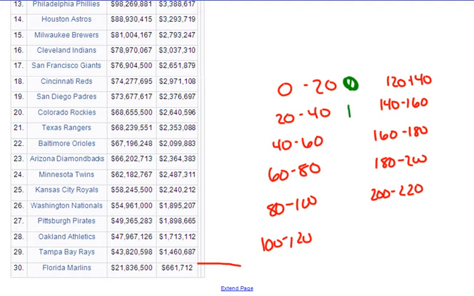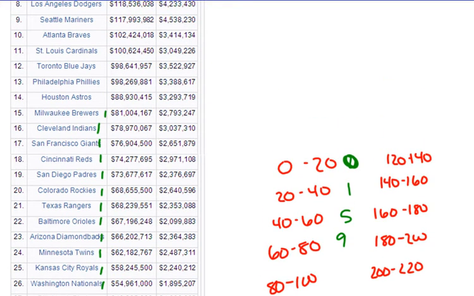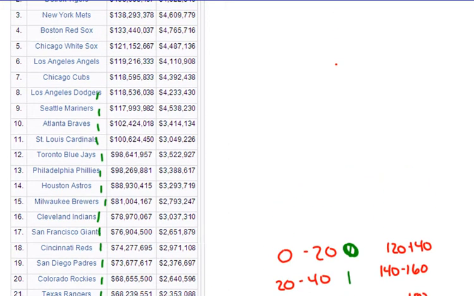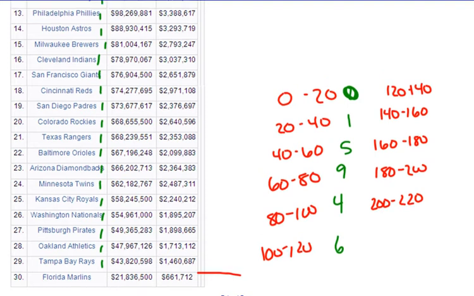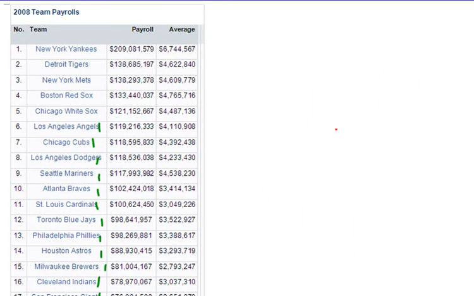And then from 40 to 60, I've got 1, 2, 3, 4, 5 teams. From 60 to 80, 1, 2, 3, 4, 5, 6, 7, 8, 9. So 9 teams there. From 80 to 100, I have 1, 2, 3, 4. So we'll put a 4 there. From 100 to 120, I have 1, 2, 3, 4, 5, 6. So I have 6 teams. See how I'm going through this and making this list? And then from 120 to 140, I have 1, 2, 3, 4.